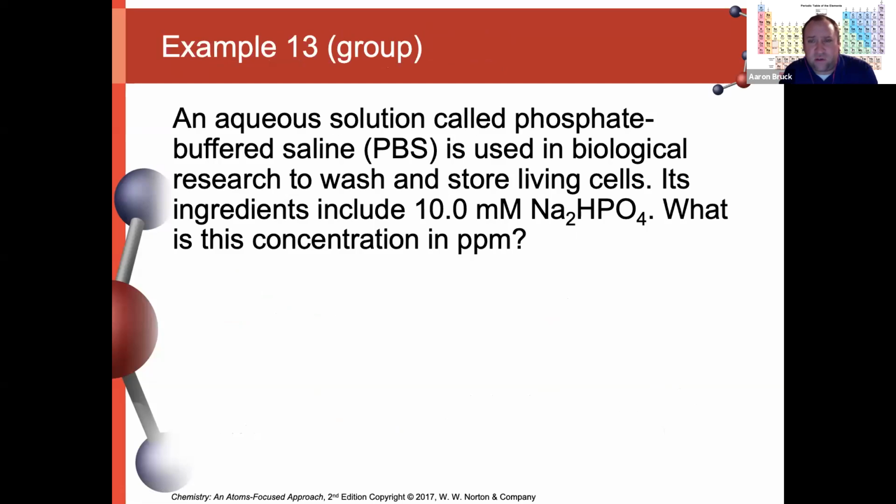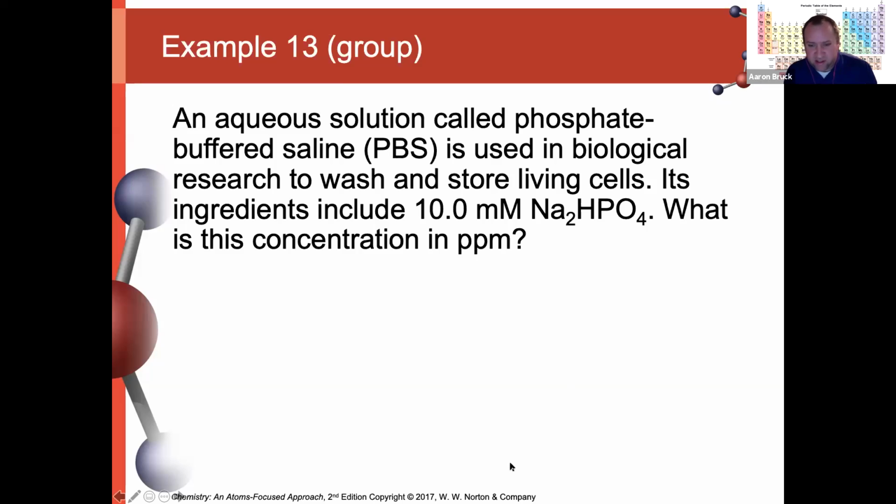You've got an aqueous solution of phosphate buffered saline, sometimes referred to as PBS. This is used in biological research as a way to wash and store living cells. So you put the cells in this solution, and it's isotonic, so the cells don't rupture, they don't die just because you've put them in an unfamiliar kind of territory. The ingredients in PBS include 10 millimolar sodium monohydrogen phosphate. What is the concentration of the sodium monohydrogen phosphate in parts per million?